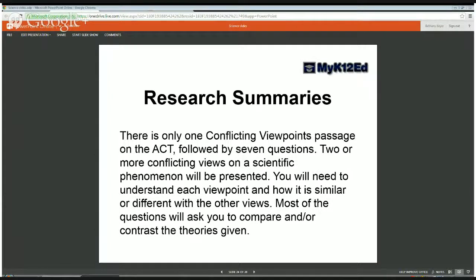Most of the questions will ask you to compare and or contrast the theories given. So it's important to know that it's not always going to ask you the differences. A lot of times it will ask you how are they the same, or what do they agree on. I think there were a few questions that asked, of the following statements, what would the 2 scientists agree on? So a lot of times it's how are they the same. Other times it is how they're different, but it will always ask you some sort of compare and contrast question.